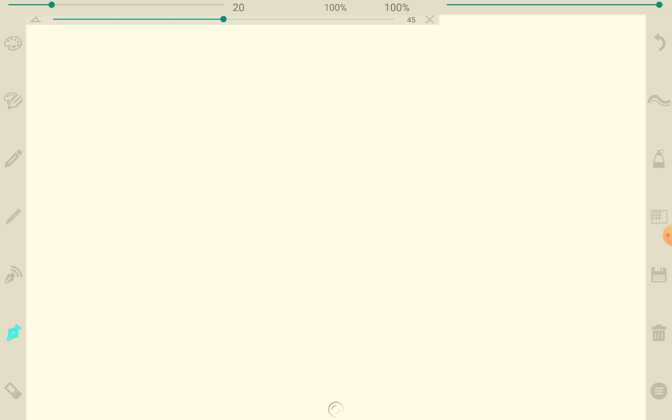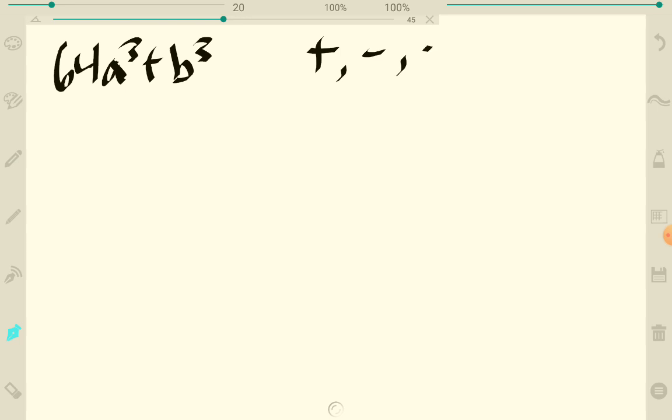So let's move on to our next problem. Our next problem, we have 64a cubed plus b cubed. So let's start off with our signs again. That would be positive, because of same, opposite, which would be negative, and always positive.